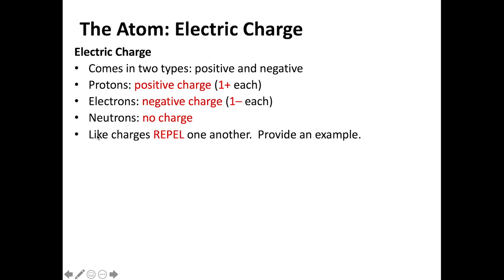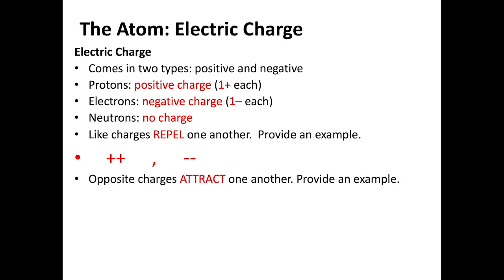When we think of two ends of a magnet, we can think of how if I had two positive ends, what would they do? Stick together? No. They would repel each other, right? They don't want to stick together. Versus if I had a positive end and a negative end, they would stick together. So positive, positive would repel, negative, negative would repel. Opposite charges attract one another. So if I have a positive and a negative, they're going to come together.